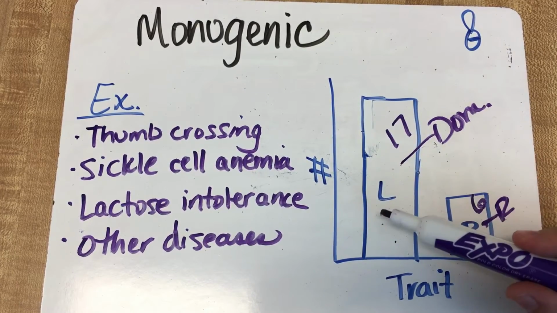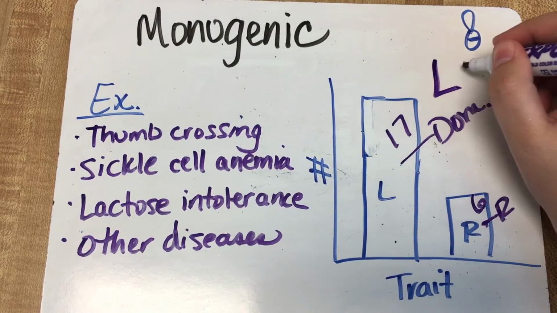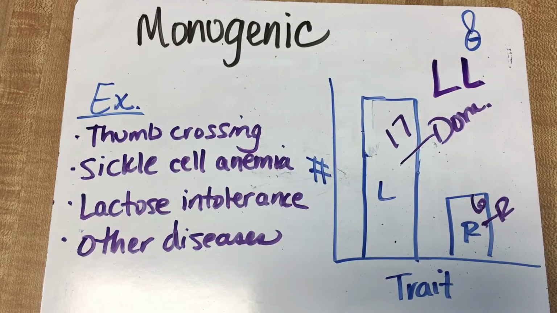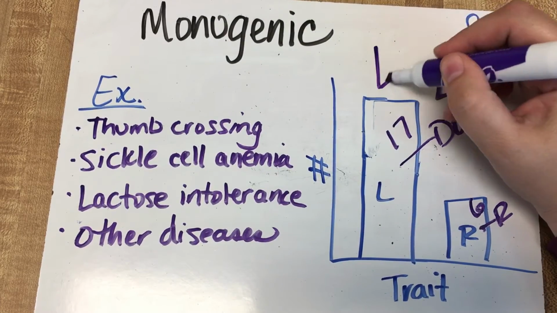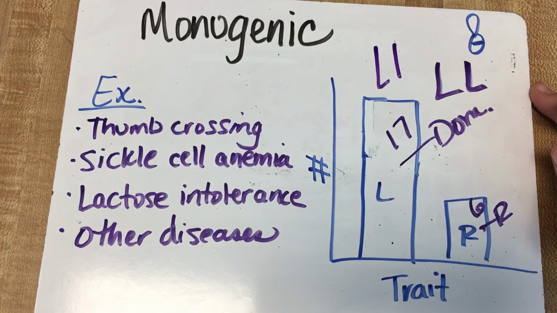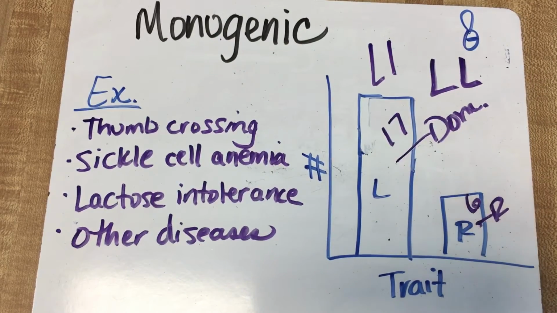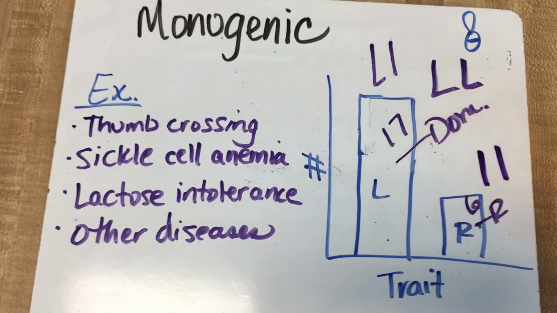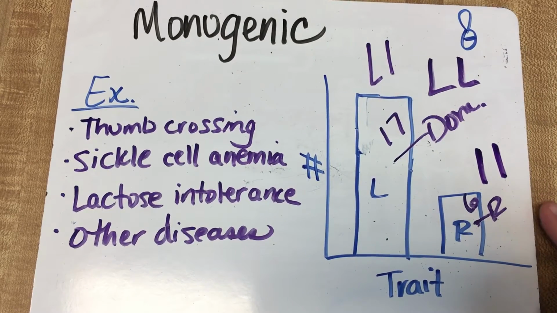If you had the dominant trait, you could have alleles capital L, capital L, which means you're homozygous dominant, or you could have capital L, small l, which means you're heterozygous dominant. If you have recessive like me, you've got 2 small l's, which would mean that you are homozygous recessive. So thumb crossing is an example.